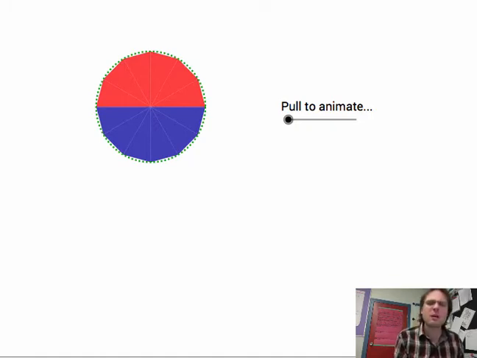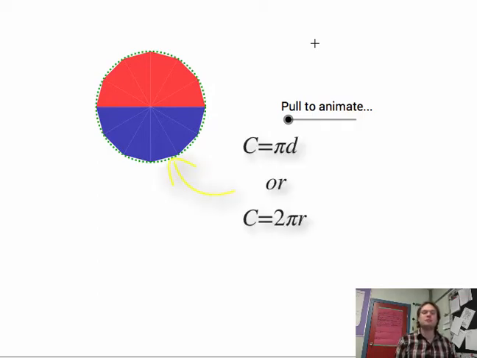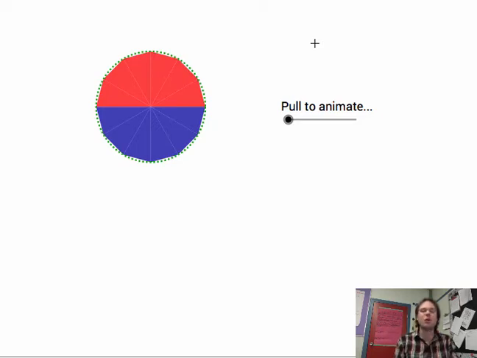First of all, let's remember, what is the circumference of a circle? The circumference of a circle is the distance around a circle, okay? And that is calculated by multiplying pi by the diameter. That is the circumference of a circle. Or it could be 2 multiplied by pi multiplied by the radius, okay? So those are the two formulas for the circumference of a circle, and we are going to need to know that.